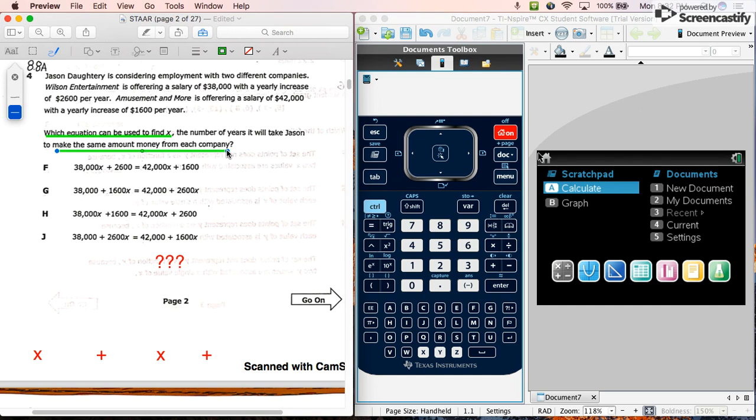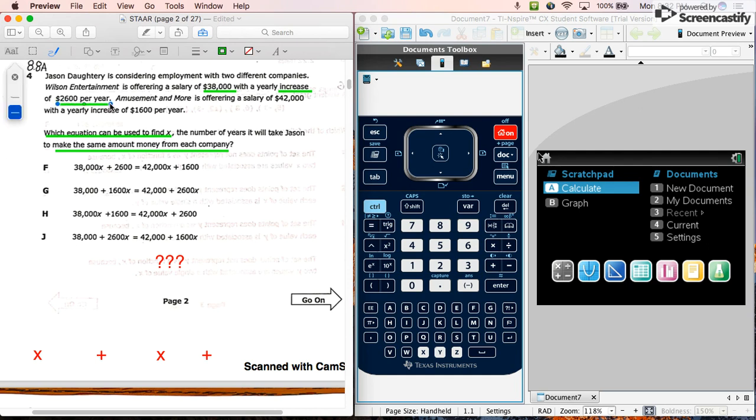So Wilson Entertainment is offering $38,000. That's the salary. $38,000 salary. That means he's going to make that no matter what. It's coming to him. Okay, with the increase, that means I'm going to plus that. It's going to be added in addition to $2,600 per year.